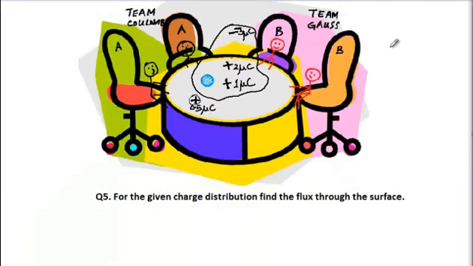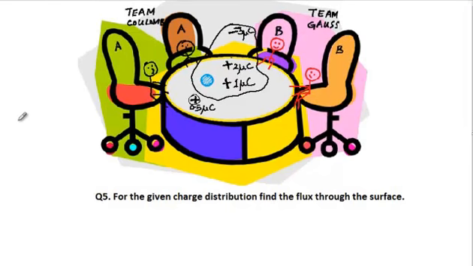Now for the final question, and this is for 2 points. Consider a completely random closed surface and 3 charges which are placed inside it and a neutral metal piece. And 1 charge of 0.5 microcoulomb is placed outside the surface. What is the total flux through the surface? Let's see how Team A solves this.